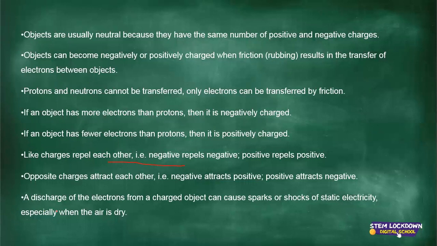A discharge of the electrons from a charged object can cause sparks or shocks of static electricity, especially when the air is dry. When the air is dry, it causes a discharge of electrons, and this discharge basically causes a spark or a shock of static electricity.